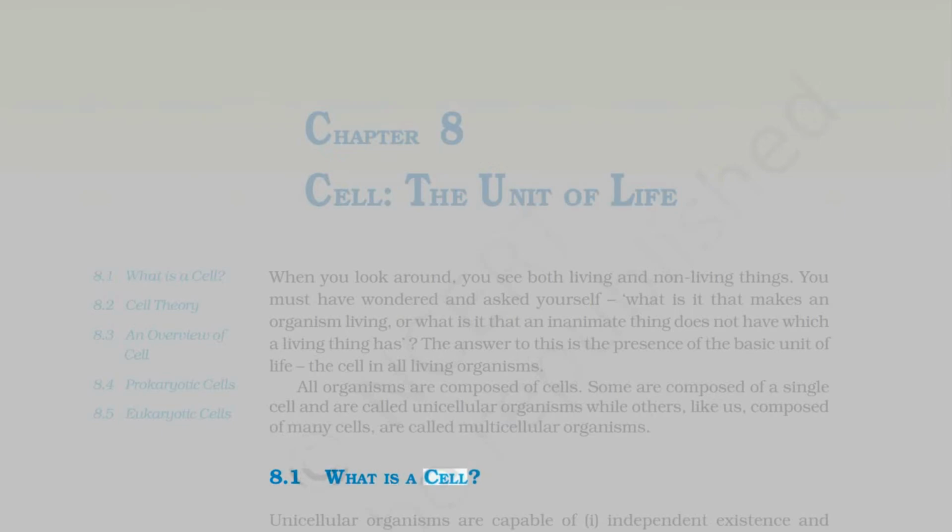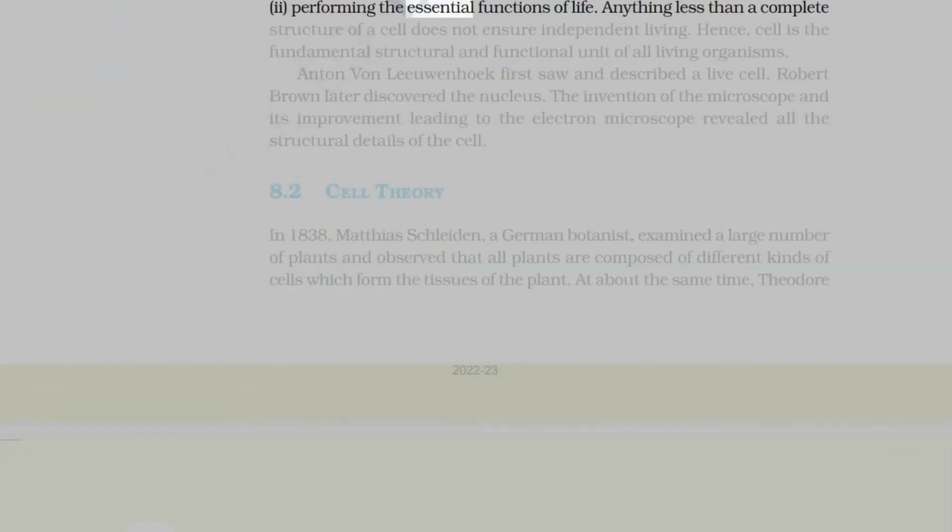8.1 What is a cell? Unicellular organisms are capable of 1. independent existence, and 2. performing the essential functions of life. Anything less than a complete structure of a cell does not ensure independent living. Hence, cell is the fundamental structural and functional unit of all living organisms.